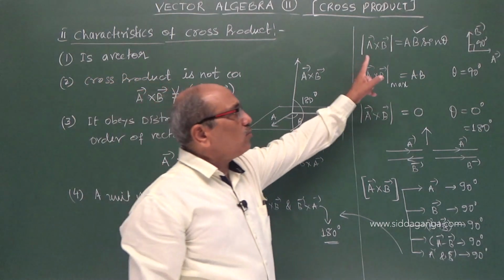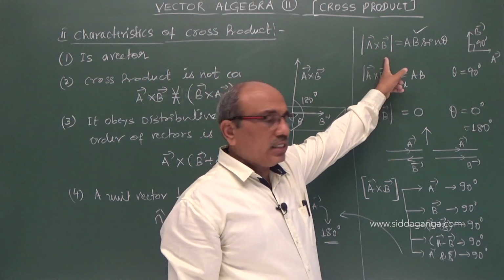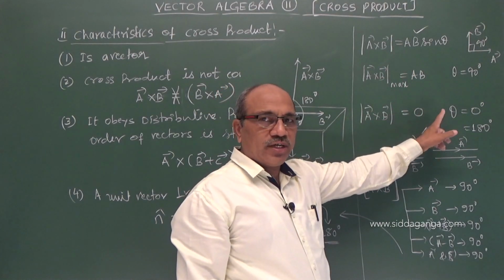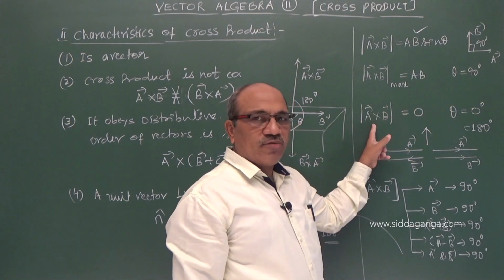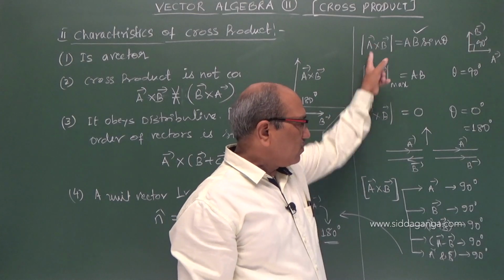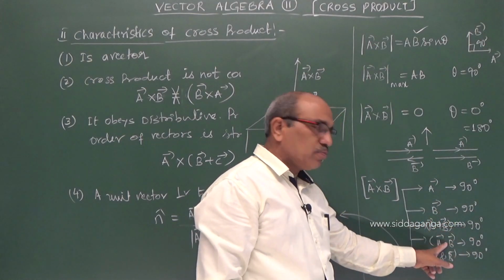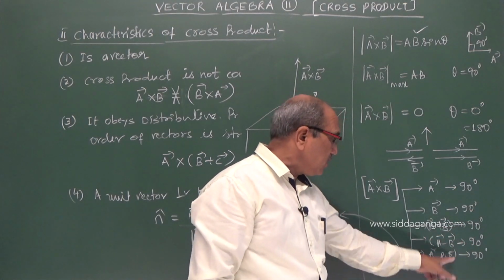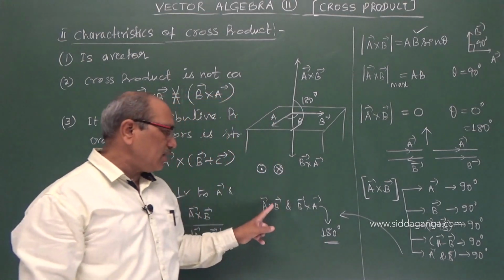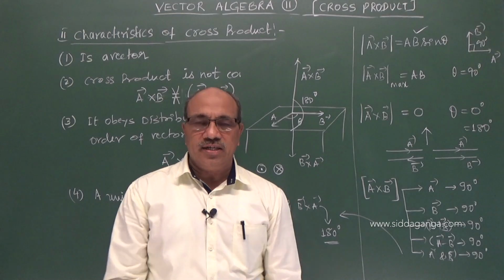And again I told you, it is maximum when the angle between A and B is 90 degrees. When the angle is 0, that is, parallel or anti-parallel vectors, then the cross product vanishes. If they are perpendicular, the cross product is maximum. The angle between A cross B and either vector A plus B or A minus B, whatever the angle between A and B, is always 90. But A cross B and B cross A are mutually opposite, 180 degrees.